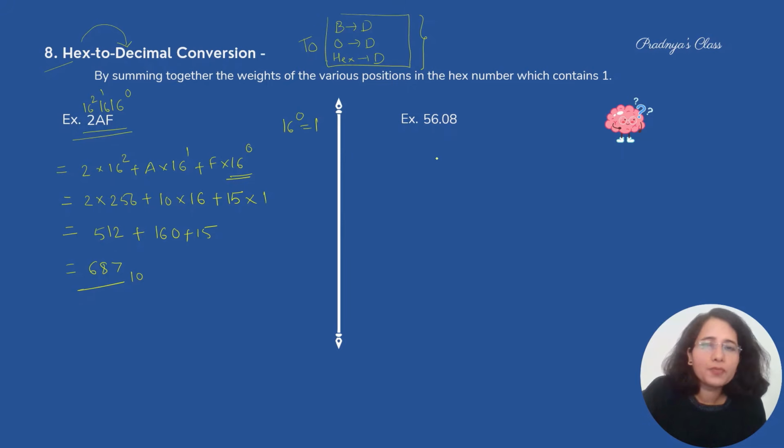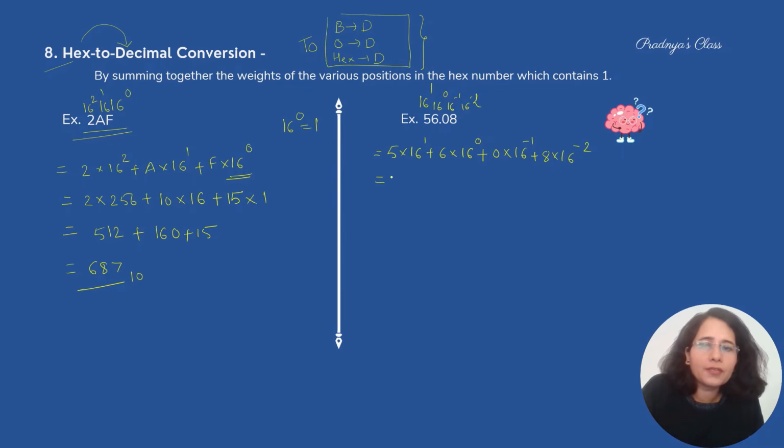Okay, let's practice one more example. Solve along with me. I will write the positional values here itself: 16 raised to power 0, 16 raised to power 1, here 16 raised to power minus 1 and 16 raised to power minus 2. So let me write 5 into 16 raised to power 1 plus 6 into 16 raised to power 0 plus 0 into 16 raised to power minus 1 plus 8 into 16 raised to power minus 2.